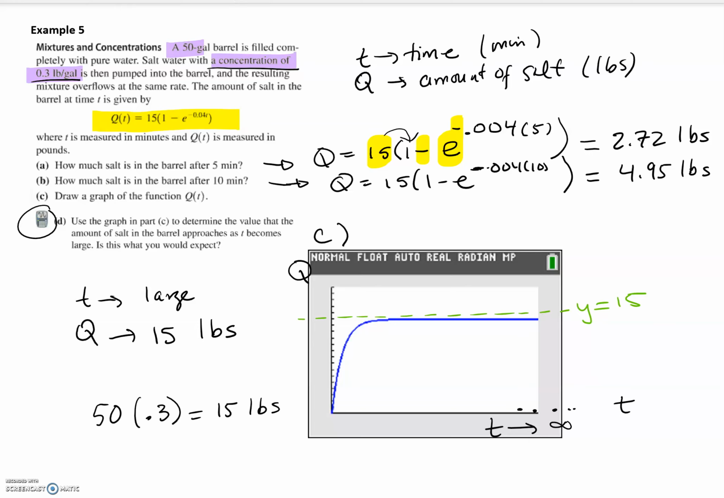And that was it for the natural exponential function.